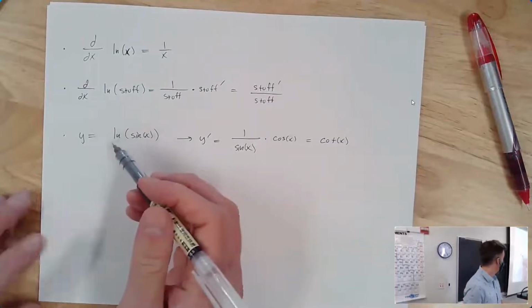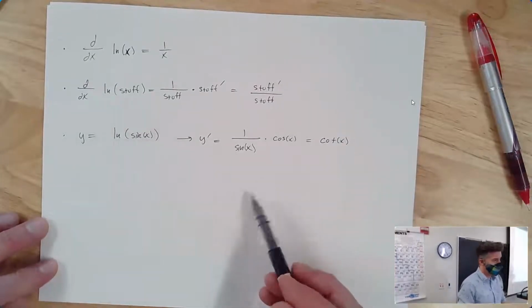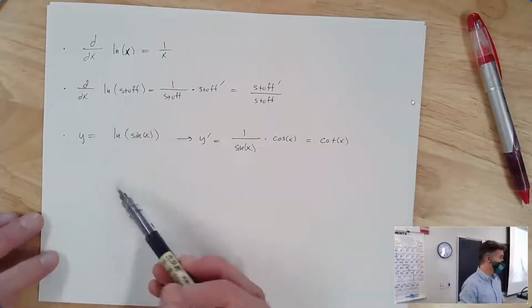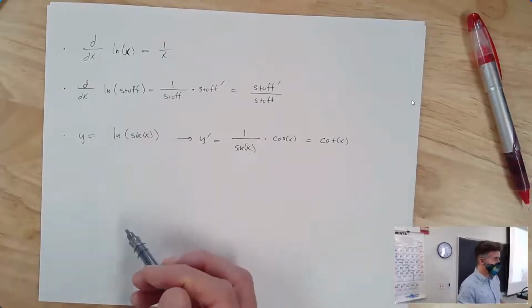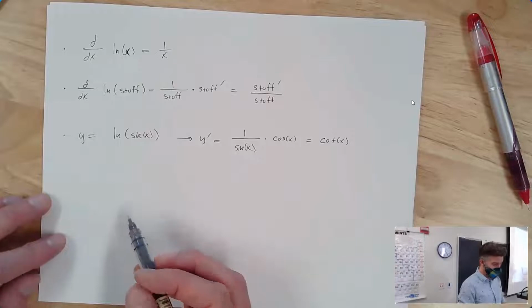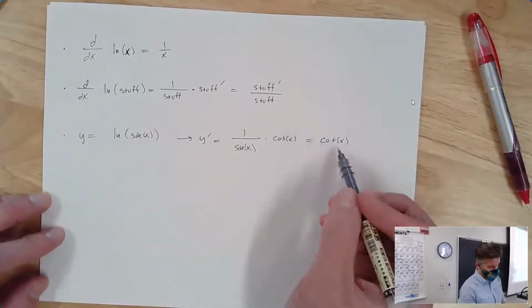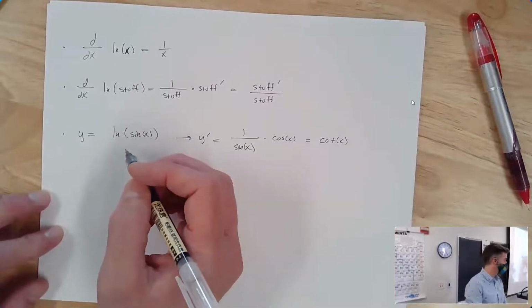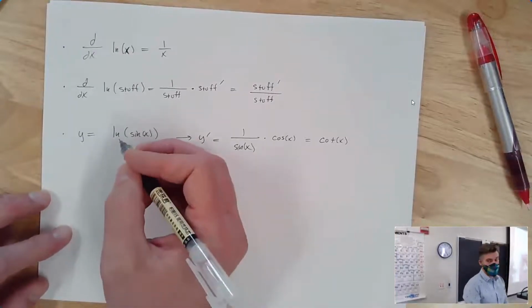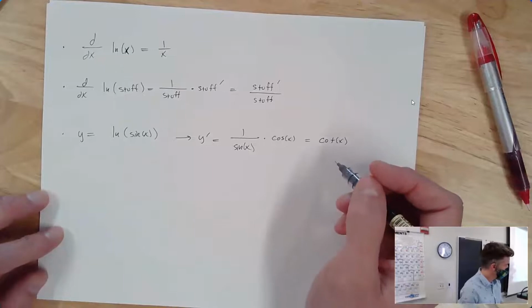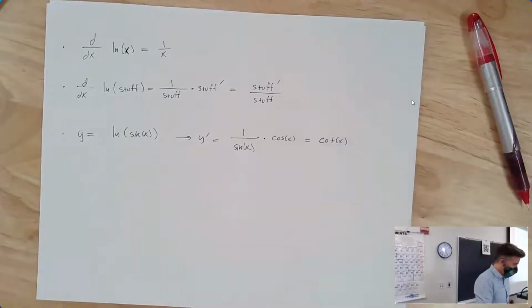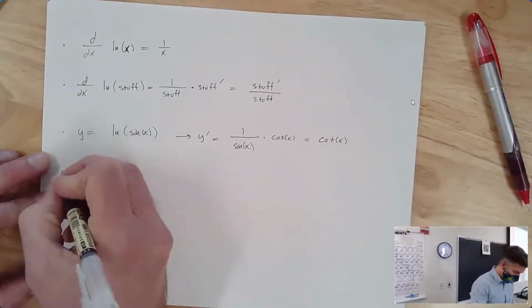And honestly, the reason I'm mentioning this right now is because later on in 21B, when you start talking about antiderivatives, you're going to learn that the antiderivative of cotangent is the natural log of sine of x, because the derivative of the natural log of sine of x is equal to cotangent of x. But this idea worked regardless.